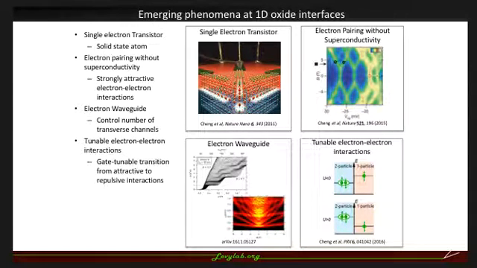And finally, we can create devices where we see tunable electron-electron interactions. So using a gate, we can tune a transition from pair tunneling or attractive interactions to single electron tunneling or repulsive interactions, just by tuning the chemical potential of the device. So here we exhibit all of the ingredients that we would need for quantum simulation, including strong, controllable, sign-changing electron-electron interactions and the ability to reconfigure the device on the nanoscale.